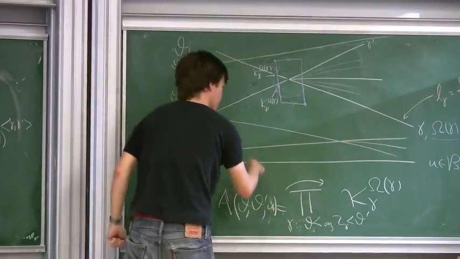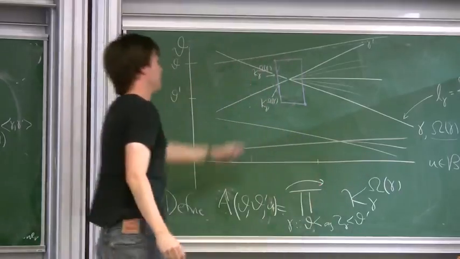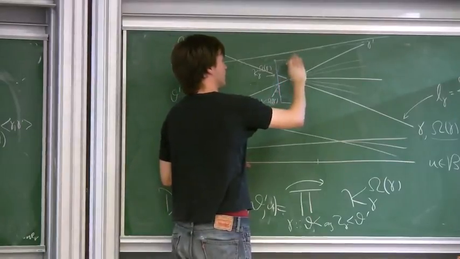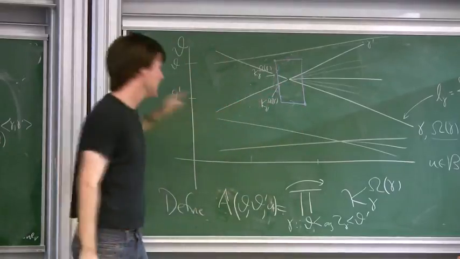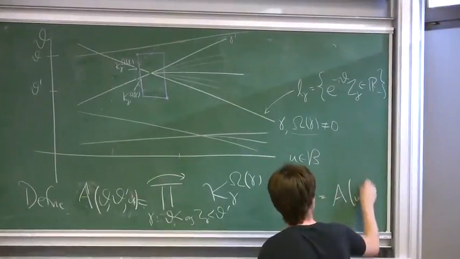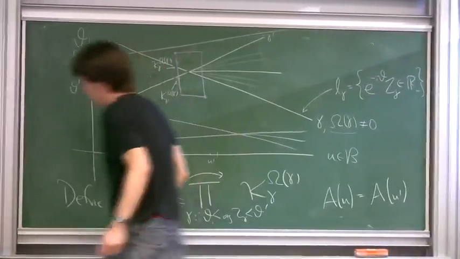It depends on where I am here. And the statement is that in this situation where there's nothing that goes out like this, which Maxime also had this condition, in that situation, these two products should be the same. So A of u should be just equal to A of u prime. So this is u, and this is u prime.